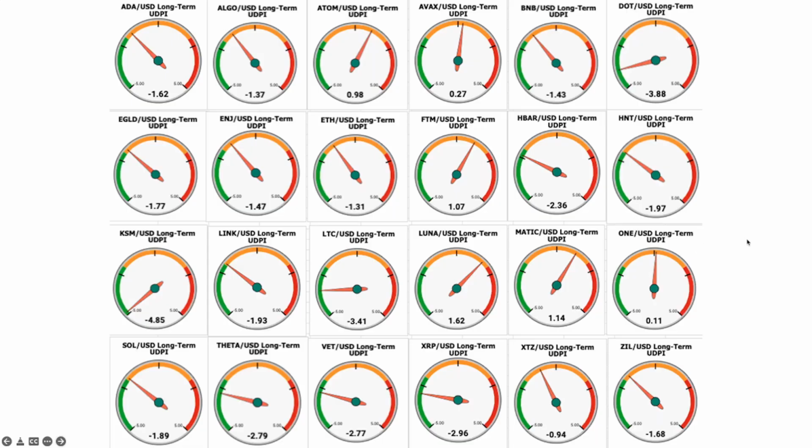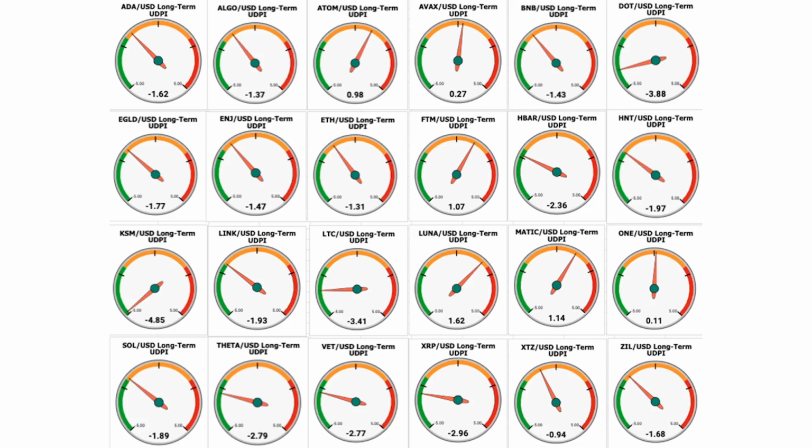So this is the alts on the long term, and there's a lot of variability here. You know, there are some that are quite low risk according to the UDPI, especially KSM, almost maxing out the scale at -5, and DOT, although not quite to the same degree. Also, interestingly, Litecoin is quite low risk at the moment. None are really particularly high risk at all. The highest value here is Luna, which is 1.62, which is not an especially high risk reading on the long term.